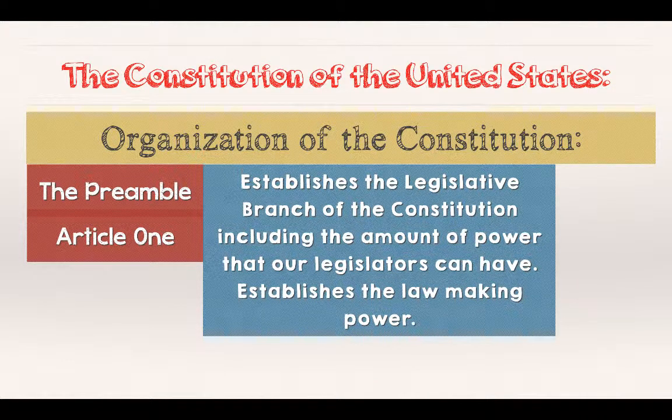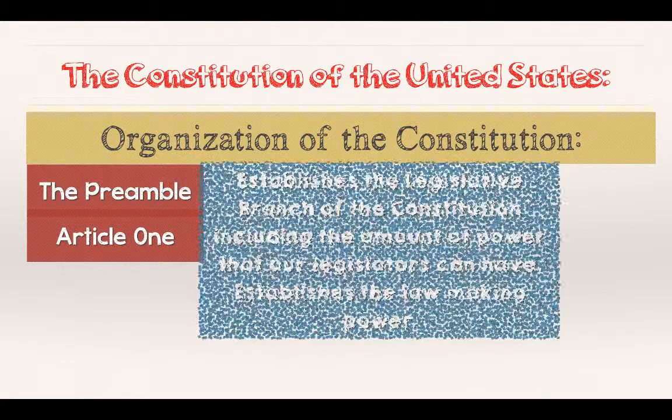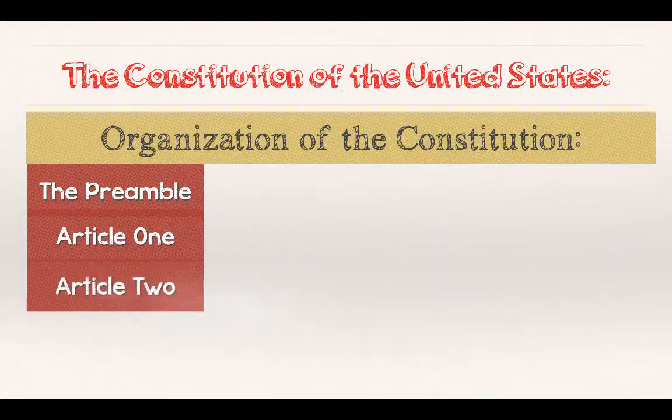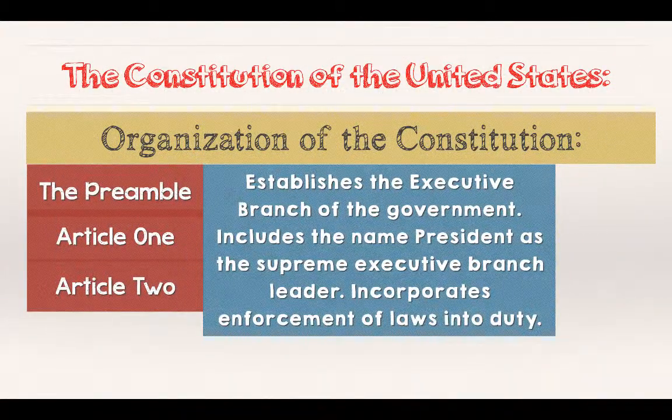Article 1 is about the legislative branch. It gives the amount of power to our legislatures and establishes them as the official lawmaking body of the United States of America. Article 2 is all about the executive branch and names the president for the first time as the supreme executive branch leader. It incorporates the enforcement of laws into the duty of the executive branch.